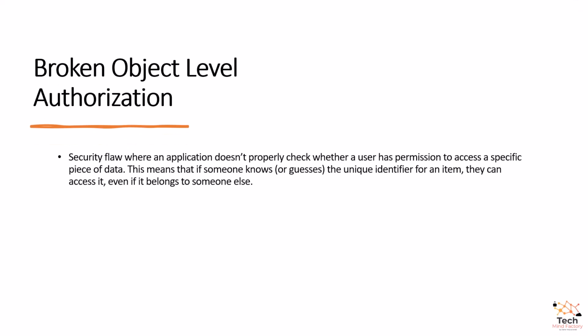Let's start with broken object level authorization. It's a security flaw where an application doesn't properly check whether a user has permission to access a specific piece of data. This means that if someone knows or guesses the unique identifier for an item, they can access it even if it belongs to someone else.